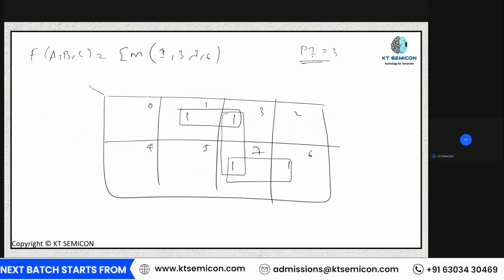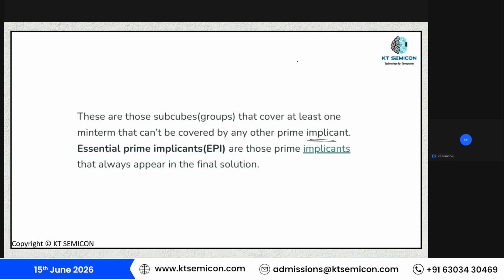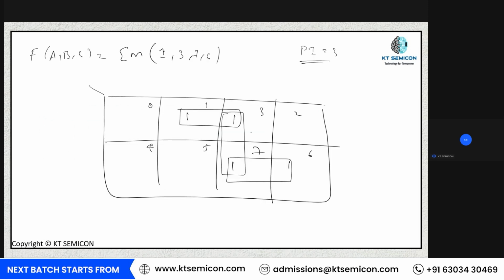Now, what do I mean by an essential prime implicant? By the definition, it is the group which contains at least one minterm that can't be covered by any other prime implicant. So in this particular prime implicant, I have two minterms. This minterm is not covered by any other group, and this minterm is covered by some other group. But this group has at least one minterm which is not covered by another group. So this is termed an essential prime implicant.